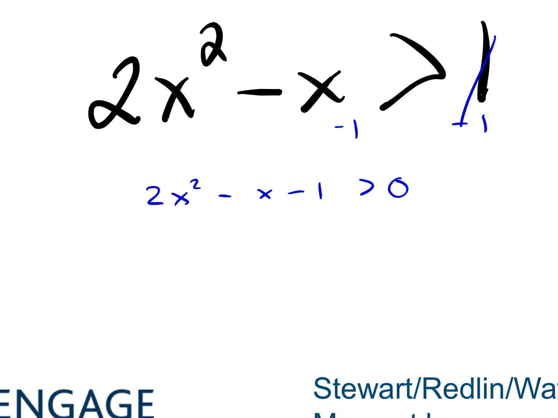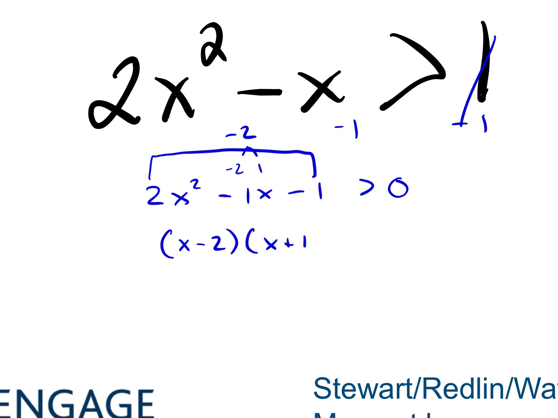So we multiply the first times the last. So we get negative 2. What are 2 factors of negative 2 that add to negative 1? Negative 2 and 1. So here we have x minus 2, and x plus 1 is greater than 0.